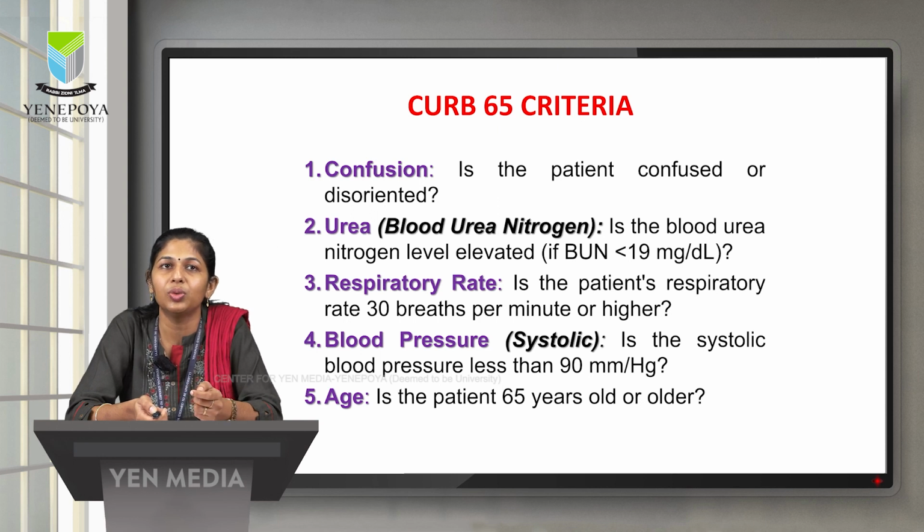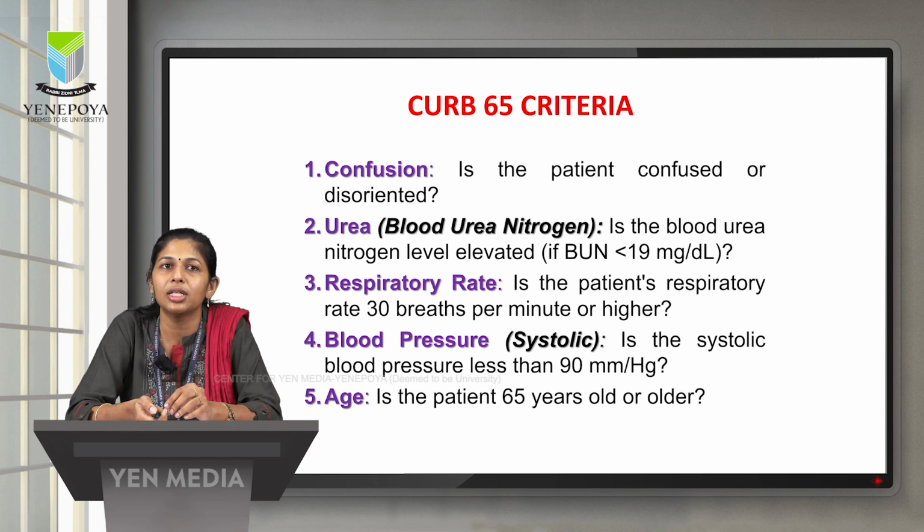Then the second one, U, stands for blood urea nitrogen. If the patient's blood urea nitrogen level is greater than 19 mg per deciliter, you can give a score of 1. Then the third one is respiratory rate. If the patient's respiratory rate is 30 breaths per minute or more, you can give a score of 1. Then the fourth one is blood pressure. Here we mainly consider systolic blood pressure. If the systolic blood pressure is less than 90 mmHg, you can give a score of 1.